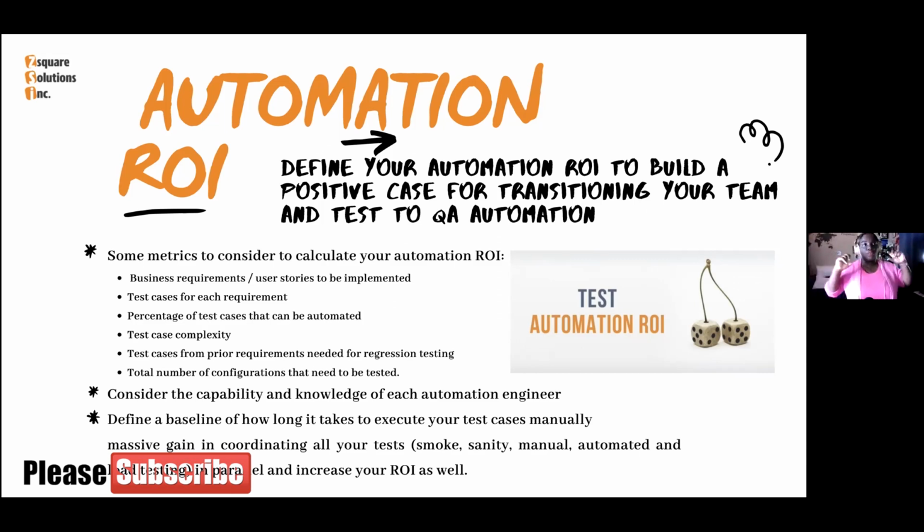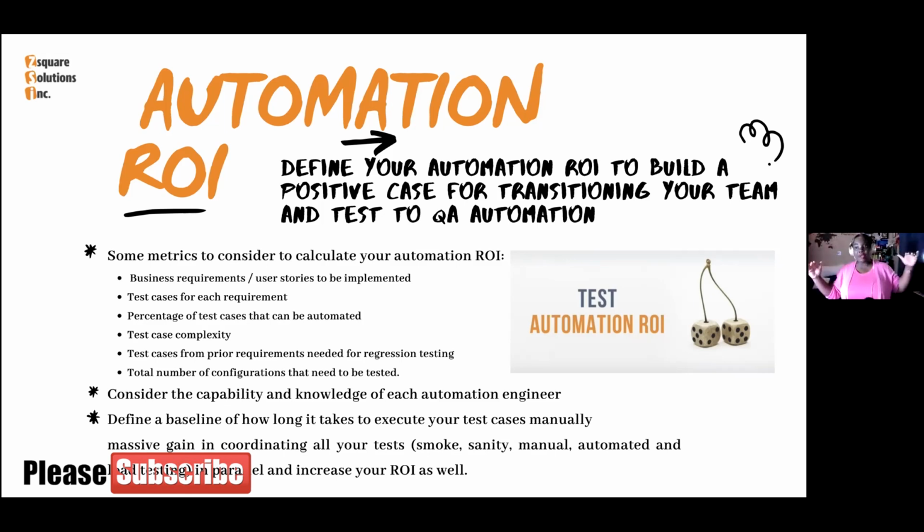Don't use your most experienced QA person in the team as your baseline, because if they leave, then your baseline changes. As part of that, your baseline is going to have your smoke, your sanity, and your manual testing, and do that in parallel to increase your ROI as well. So define your baseline. That's really important.